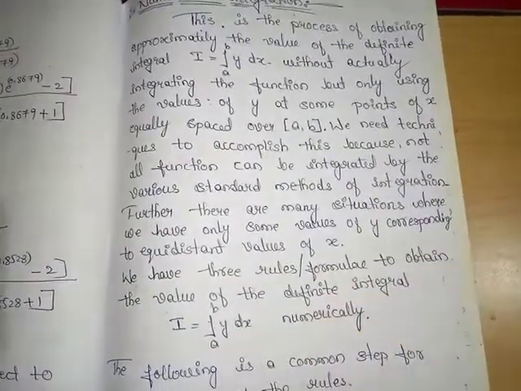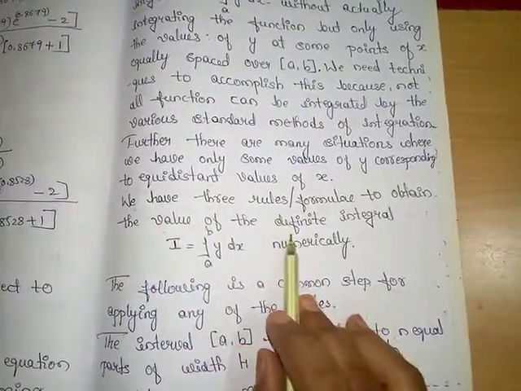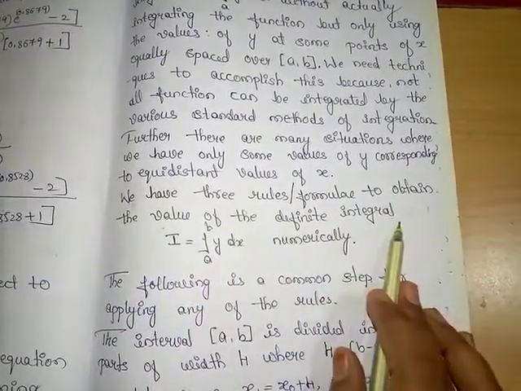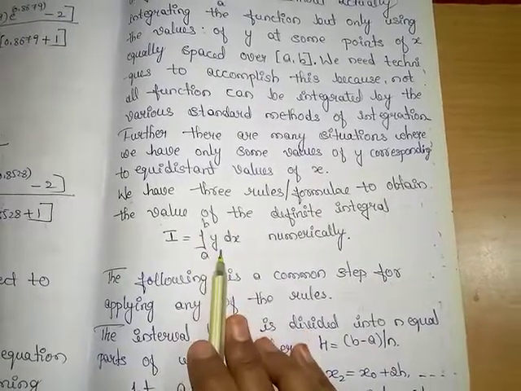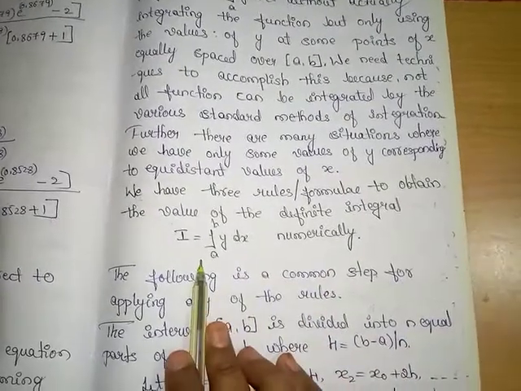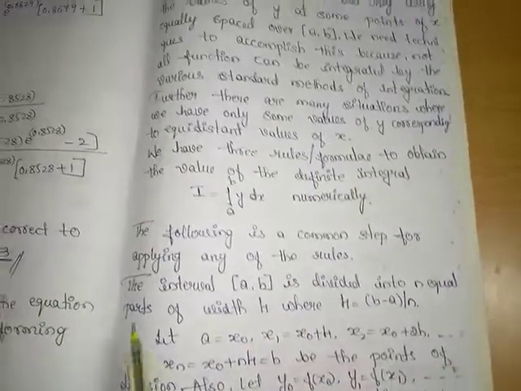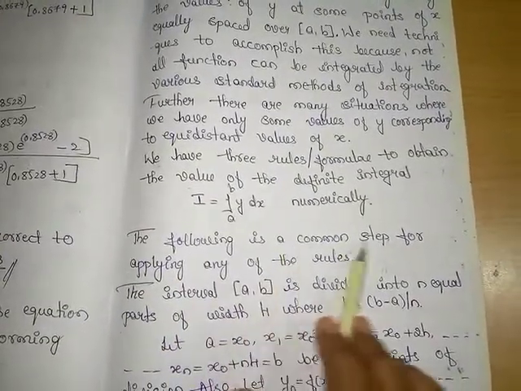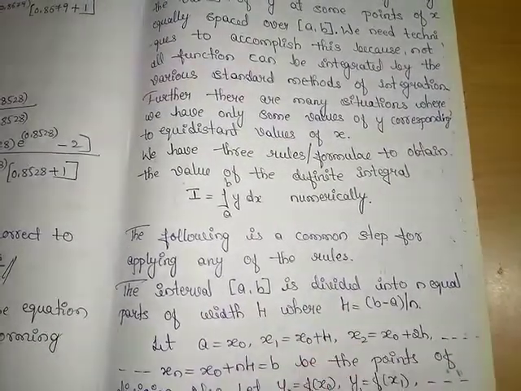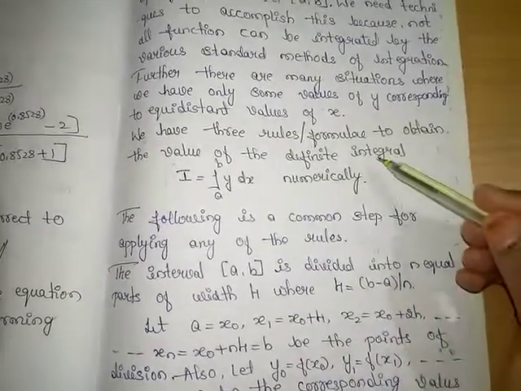Okay, we have three rules here, that is rules or formulae, to obtain the values of the definite integral, that is I is equal to integration a to b of y dx, numerically. To find the solution of this definite integral numerically, we have three formulas or three rules. The following is a common step for applying any of the rules. Here we have some common steps to apply these three methods.